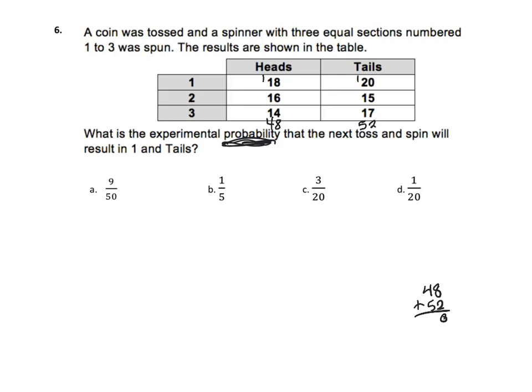8 and 2 is 10, carry the 1. 1 plus 4 is 5, 5 and 5 is 10. So we get 100 as our total. So our bottom number in our fraction is going to be 100.